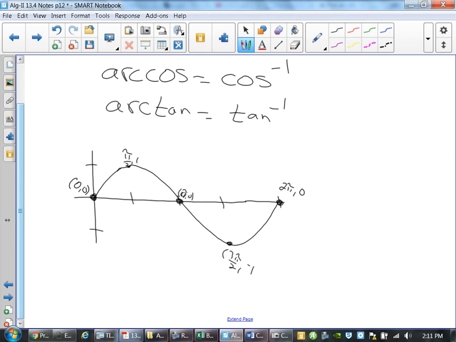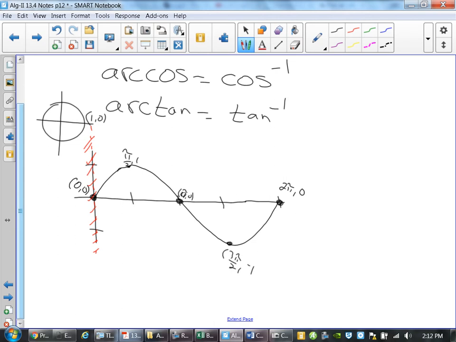If you think about it in terms of the unit circle, you just go back to x's and y's. Sine would be y over r. Cosecant would be r over y. So what's the reciprocal of 0? Undefined. It's an error. So you get an asymptote at 0.